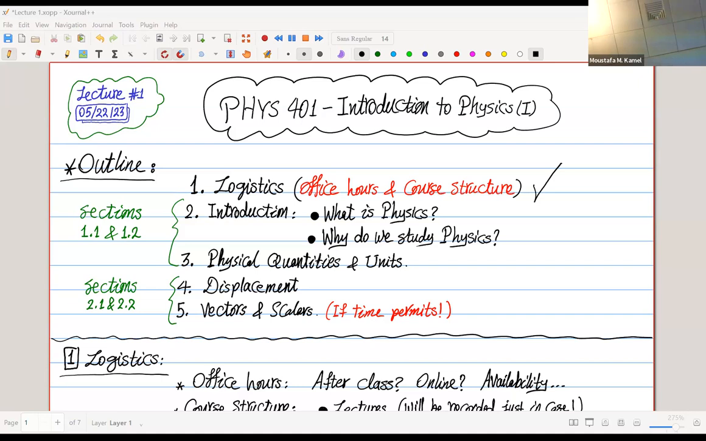Chapter 8, we will cover most of it. We will skip chapter 9, and we will skip chapter 10. And the final chapter will be a mix of chapter 11 and 12. It will be very brief, so we will try to cover as much as we can, but you're not expected to cover all of that.